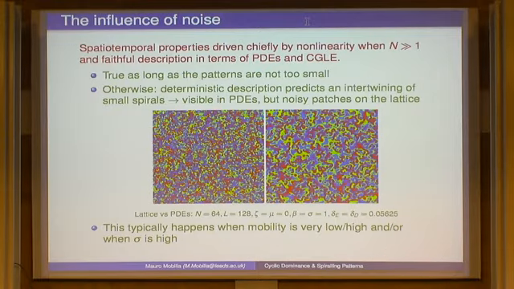So if the patterns are small, you may end up with a system whose description in terms of PDEs gives rise to the following set of messy spiraling patterns, as you see here. This is obtained from the PDEs. And this is typically something that we obtain when the diffusion rate, the mobility rate, is very small, so 0.05 here. So when the mobility rate is very small, the size of your spiraling pattern, which is proportional to essentially the square root of delta, is very small.